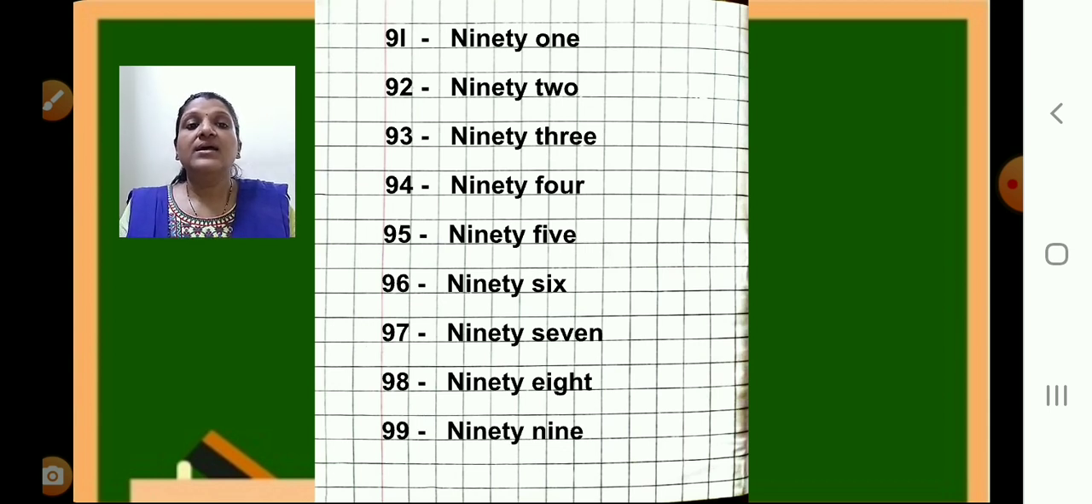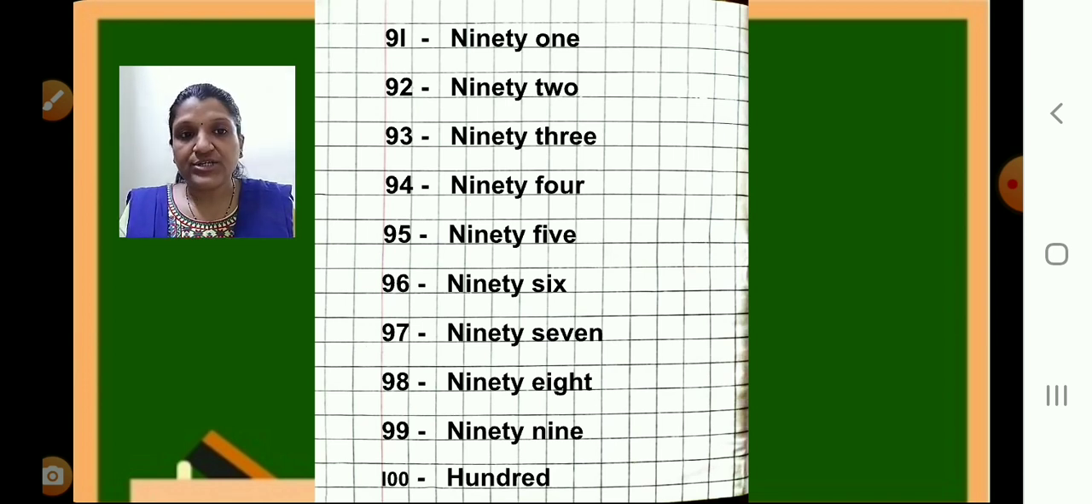Next number, 99, dash, NINETY NINE. Now the last number, that is 100. This number you have to write in one single box. Children, write 100 in one single box.